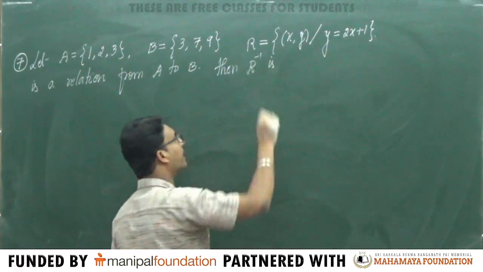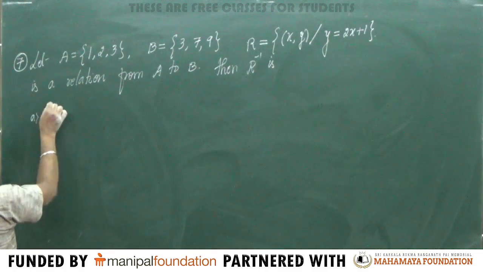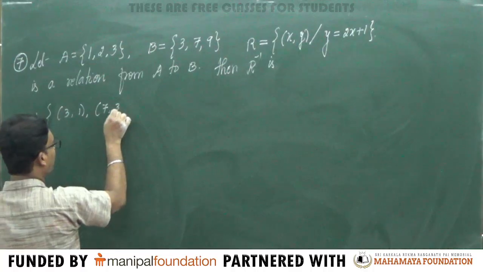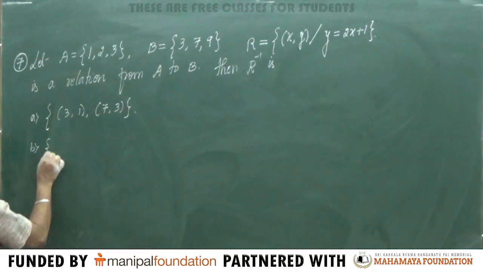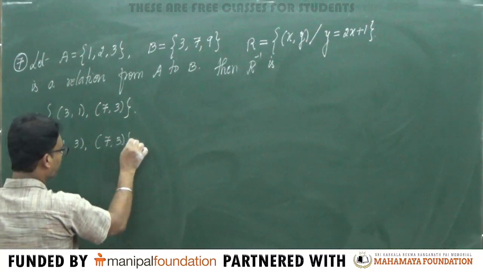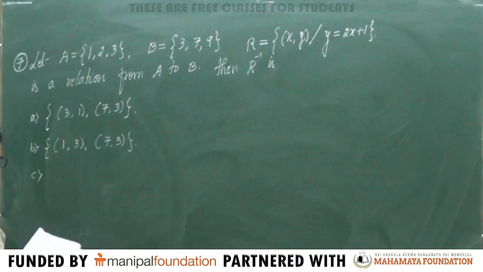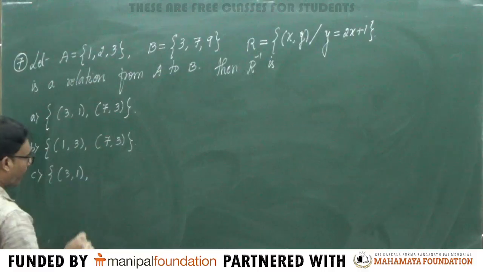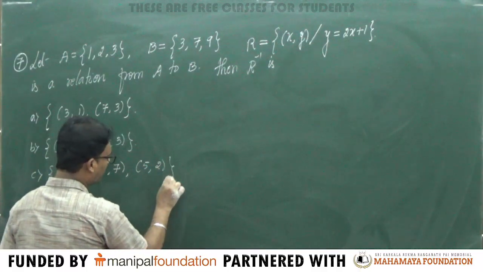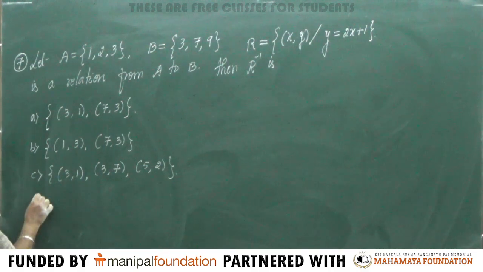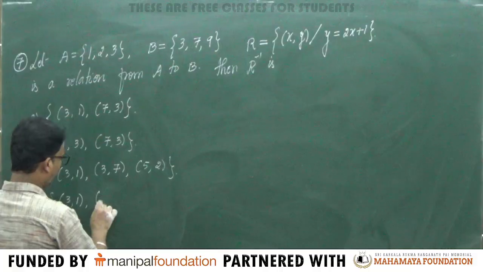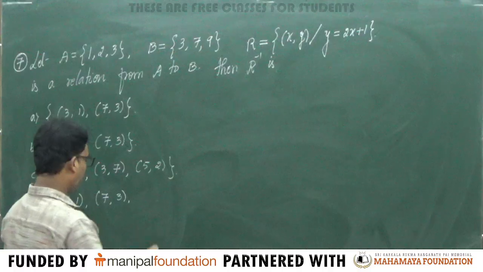R inverse is: option A, (3, 1), (7, 3); option B, (1, 3), (7, 3); option C, (3, 1), (3, 7), (5, 2); option D, (3, 1), (7, 3), (9, 4).